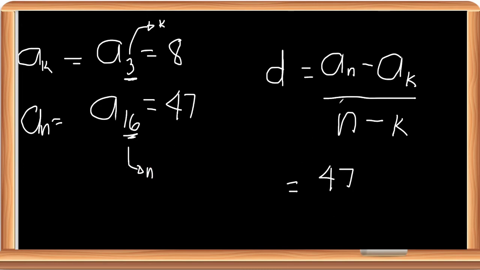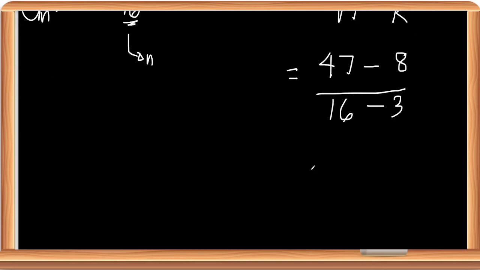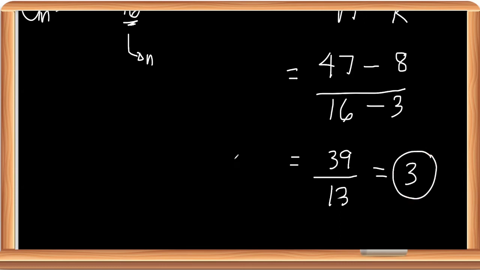So, we have here, a sub n mo is 47. So, lagay mo 47. Minus mo ngayon yung a sub 3 mo is 8. Okay? So, minus, yung n mo is 16. Minus mo ngayon sa 3. So, we have 47 minus 8 is 39, over 16 minus 3 is 13. And this is equal to 3. Okay? So, saan mas madali?